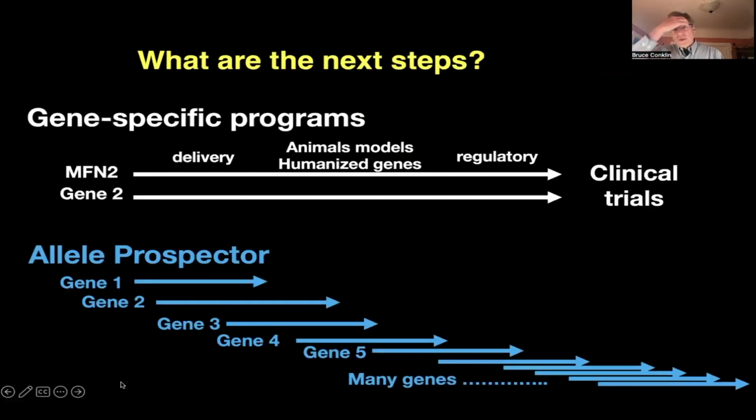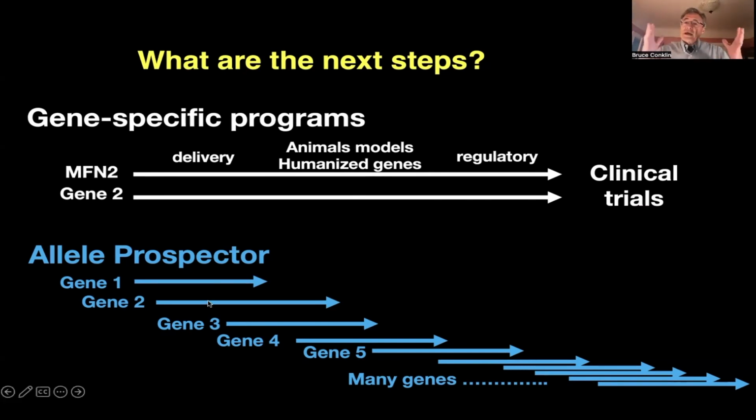So what could we do for the next steps? We're obviously thinking about the gene-specific programs, delivery, animal models to humanize genes so that we can edit them, and regulatory issues. But we've also developed this pipeline, which I described before, which we call allele prospector, where we get to test thousands of different edits in a particular gene.